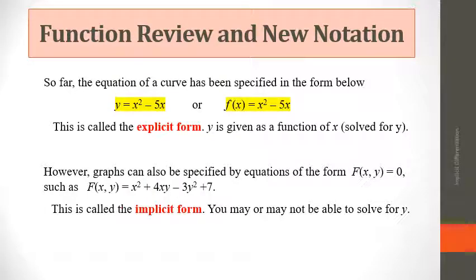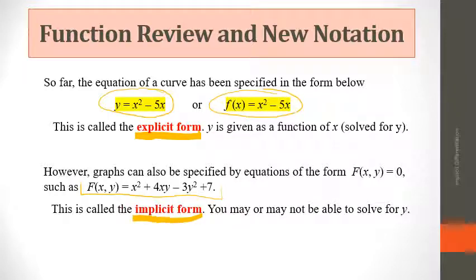Up until this point, we have looked at functions defined in terms of x, like y equals x squared minus 5x, or f of x equals x squared minus 5x. And this is called the explicit form. Now we're going to be looking at functions where you have a relationship between x and y, such as the one down here. F in terms of x and y is x squared plus 4xy minus 3y squared. This is called the implicit form.